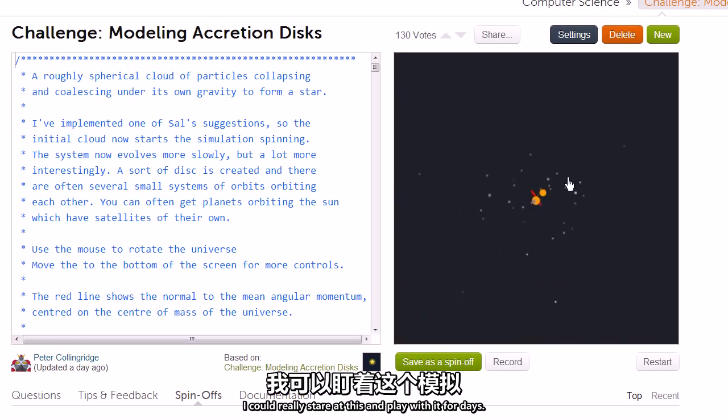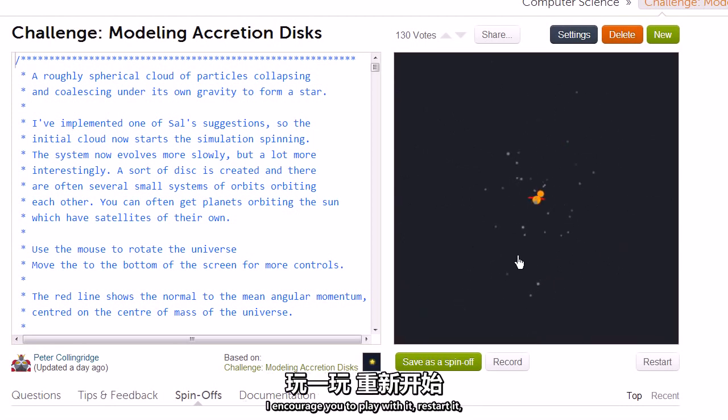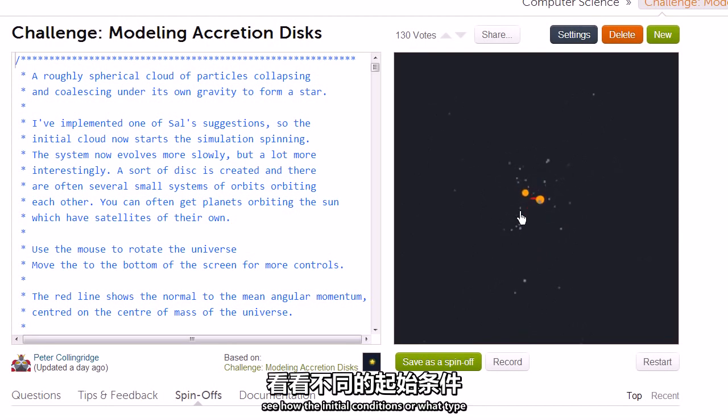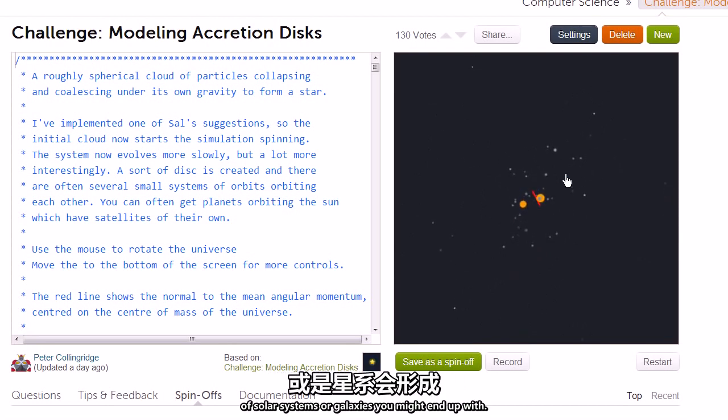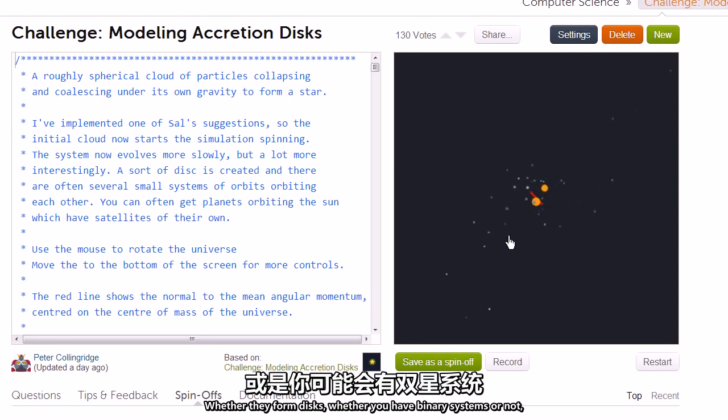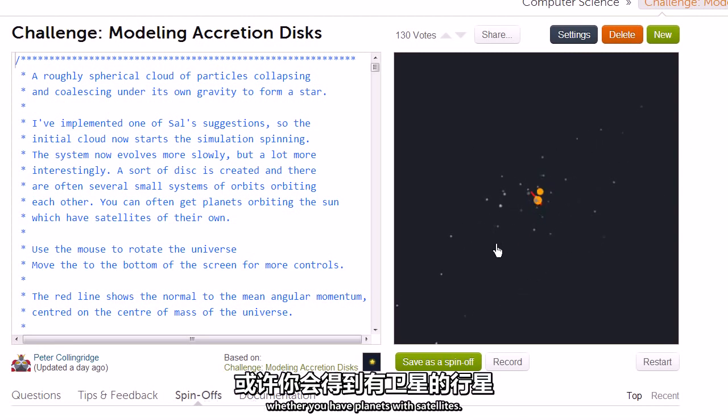I could really stare at this and play with it for days. And I encourage you to play with it, restart it, see how the initial conditions change what type of solar systems or galaxies you might end up with. Whether they form disks, whether you have binary systems or not, whether you have planets with satellites.